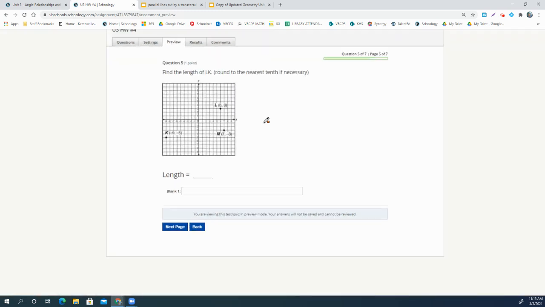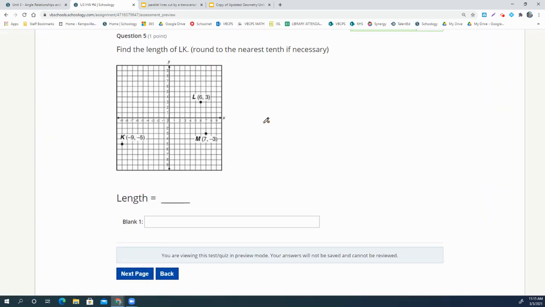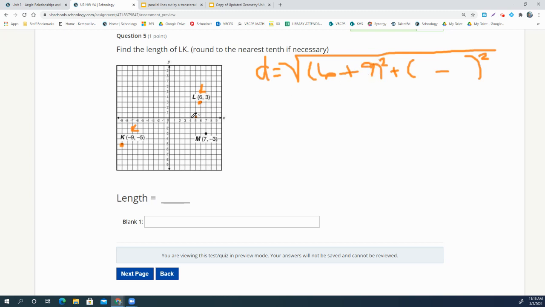Length. What's length asking me for? What formula do I need to do for length? I want to go from L to K. Did I hear somebody whisper distance? Yeah. So what's my distance formula? Big face. Do I add or subtract? Subtract inside the parentheses and add between the parentheses, and don't forget your squares, right? So if I'm going from L to K, here my x's come first. So I got to do 6 and -9. 6 minus -9. And then my y's, -5 and 3.